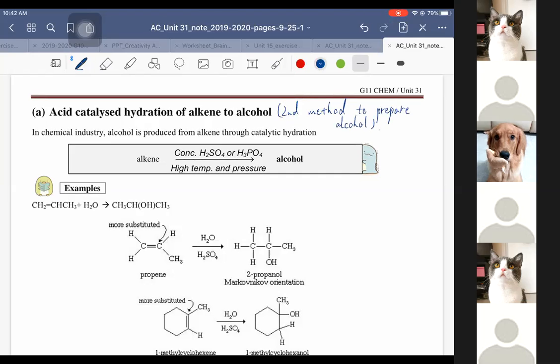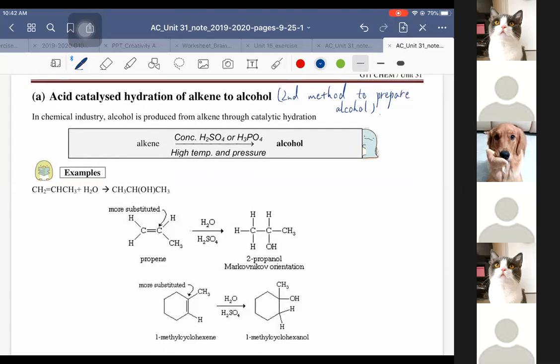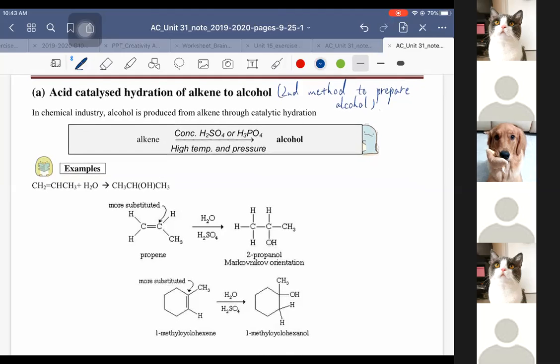That's the second method to prepare alcohol. The first one is turning haloalkane to alcohol. That's the one we discussed in the previous lesson. So what should we use for this reaction? First, you need to remember the reactant we use, which is alkene. And the product we get should be the alcohol. And here, we also need a catalyst.